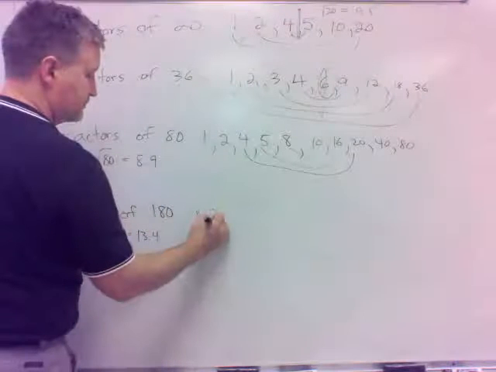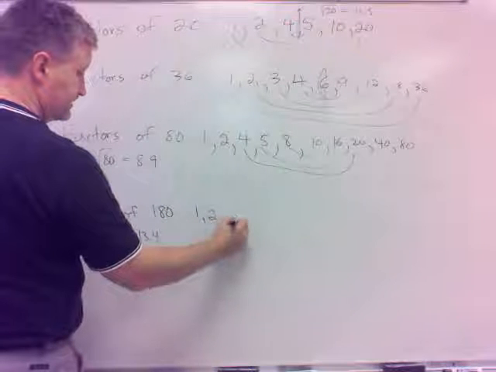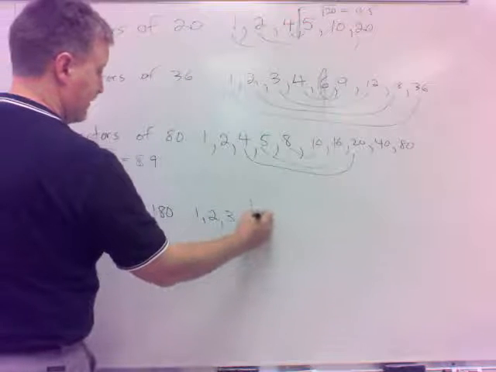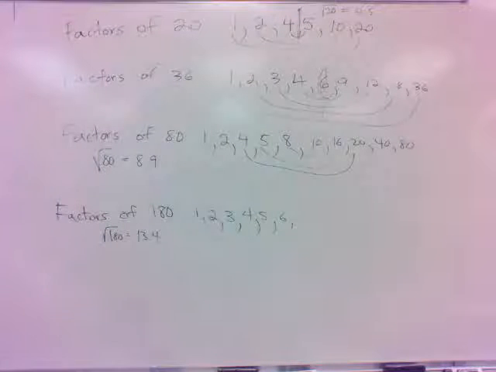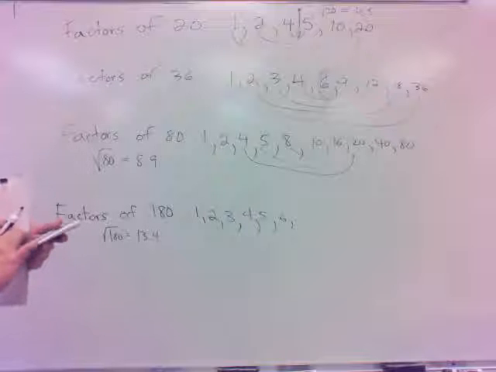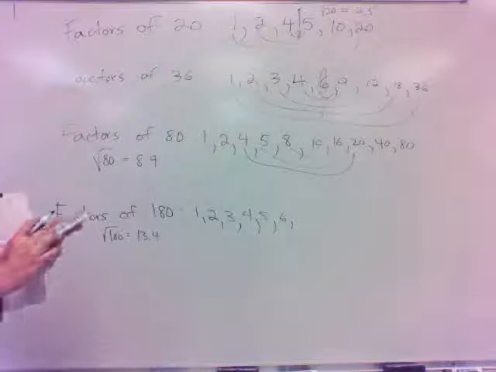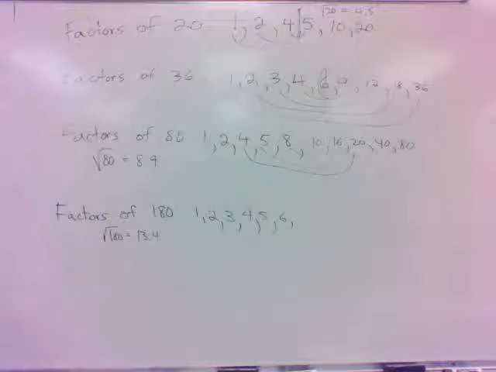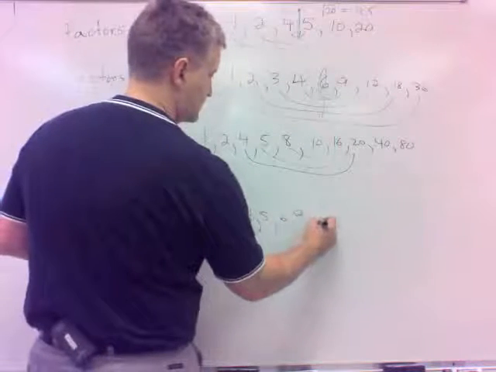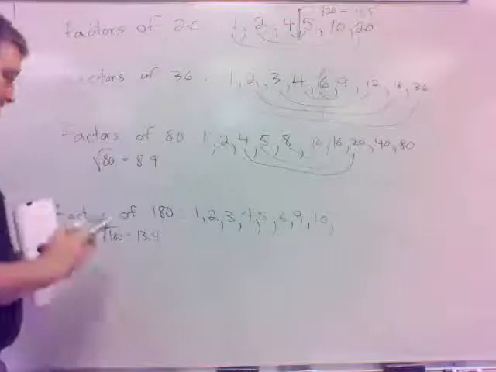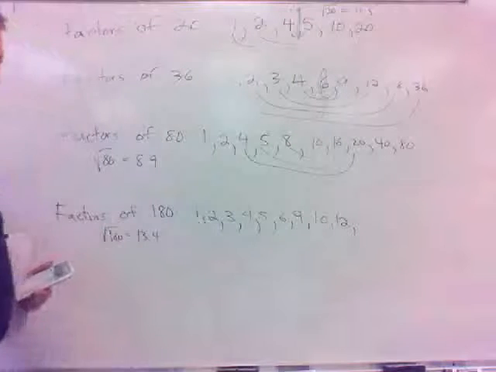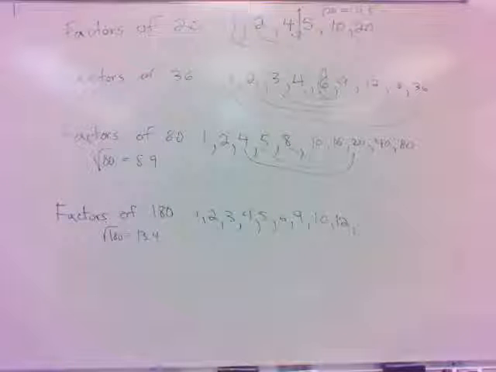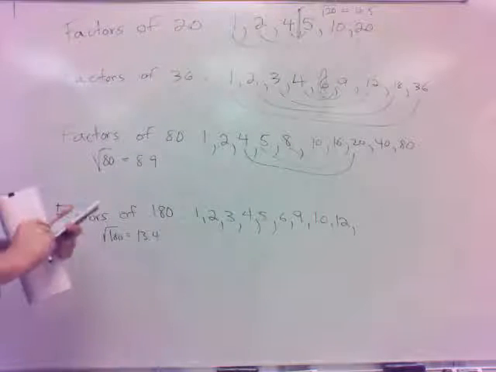1's a factor, 2 is, 3 is, 4 is, 5 is, got a lot of factors, 6 is, just goes evenly, 7, no, 8, 180 divided by 8, no, doesn't go evenly, 9, yes, 10, yes, 11, no, 12, yes, 13, no. I've reached my square root, so now it just pairs up.